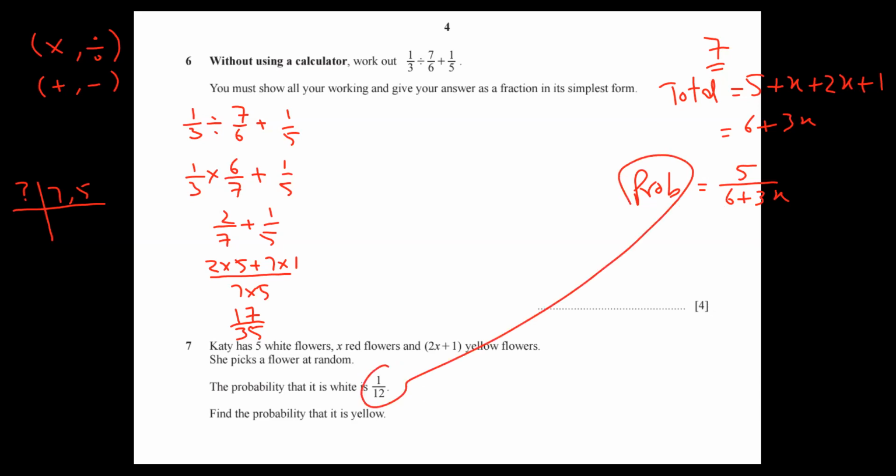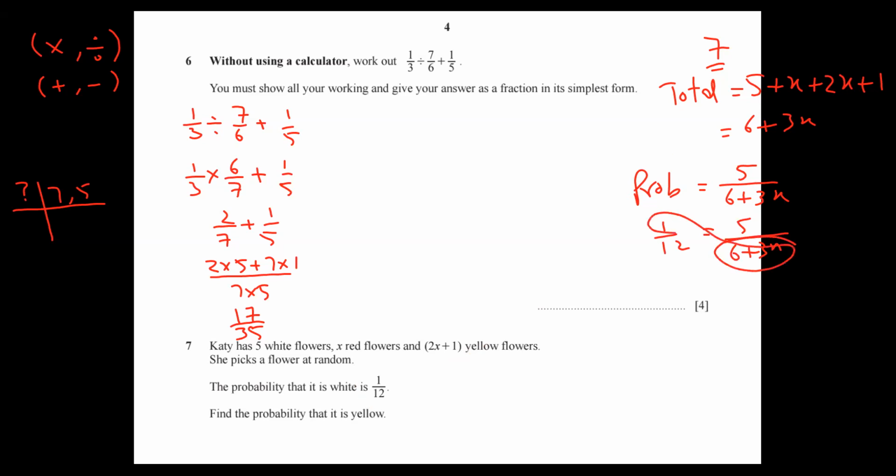But the probability of white is given, this 1 by 12, I will keep it here. So 1 over 12 equals 5 over 6 plus 3x. Both are single fractions, so this will cross multiply there. So 6 plus 3x, and 12 fives are 60. Then this 6 goes there, 60 minus 6. I get 54, and 3 ones are 3, 3 eights are 24. Sorry, one minute please, this is not 17, it's 18. So x is 18, 3 eights are 24. Okay.